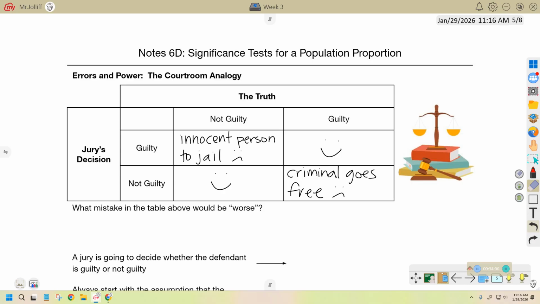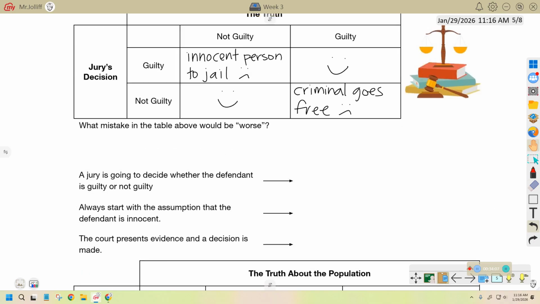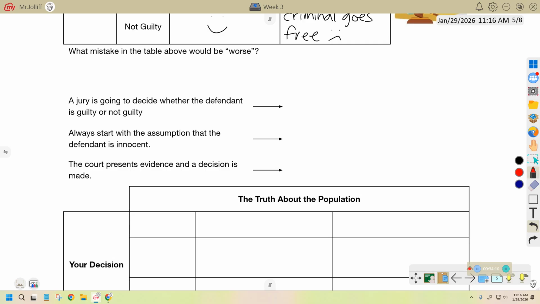All right, so let's complete the analogy and look at how the moving pieces of a jury trial match up to what we do in a significance test. So, in a jury trial, you make a decision about whether the defendant is guilty or innocent. Which part of our significance test lines up with that? Emphasis on the word decide. Where do we make a decision?